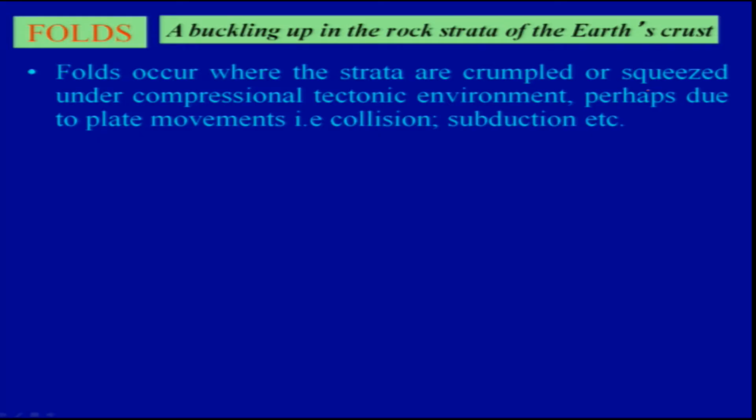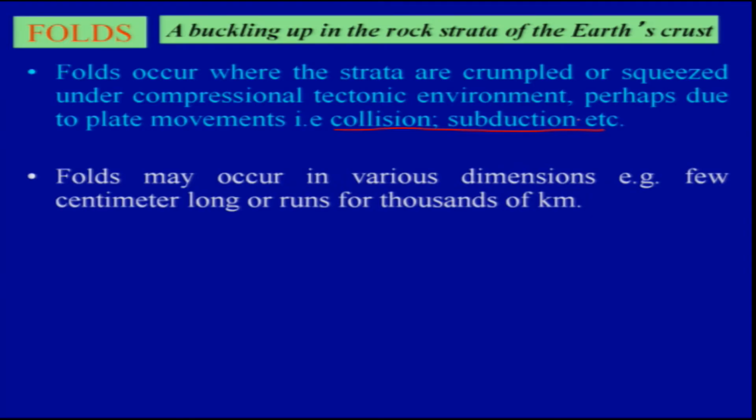Folds occur where the strata are crumpled or squeezed under a compressional tectonic environment, perhaps due to plate motion. Most of the time we see fold formations in the collision zone and the subduction zone. Folds may occur in various dimensions. Either they are very tiny, centimeters long, or they run for almost 1000 kilometers. So we are talking about the wavelengths, how large the folded beds will be. So this is one part.